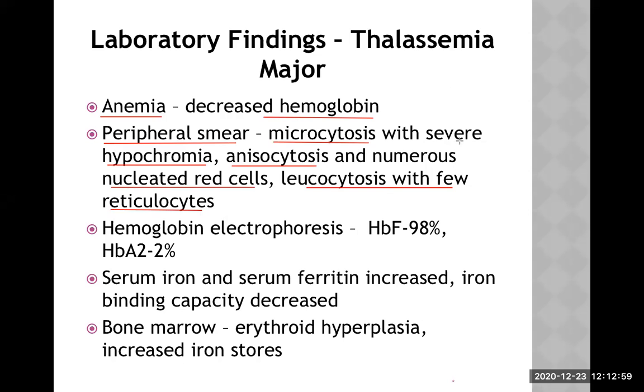Now, a little bit of explanation is necessary here for the student. Till the numerous nucleated red cells, it is very easy for you to understand. But why is there leukocytosis? And why are there very few reticulocytes in comparison to other types of hemolytic anemia where the reticulocyte count is very high? For example, in sickle cell anemia, the retic count is around 5 to 15%. But in this case, it is not higher like that. It may be slightly, 2 to 3% maybe. What is the reason why retic counts are not that high in this case? Anyone? Anybody?